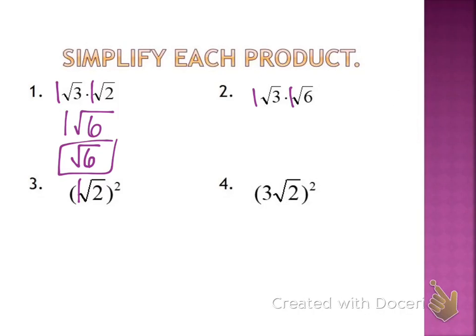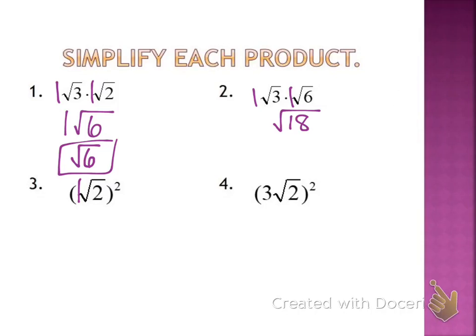On number 2, when I multiply my coefficients together, what do I get? 1. The coefficients are 1. Do I need to bother writing it? Not really. If you want to, go for it. When I multiply underneath my radical, what do I get? 18. So then I have to decide, will the square root of 18 simplify?